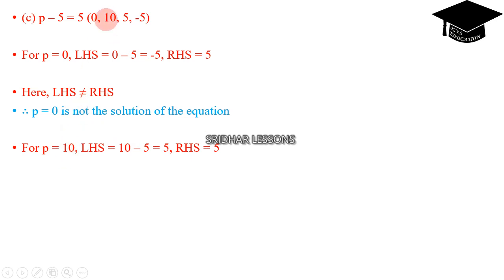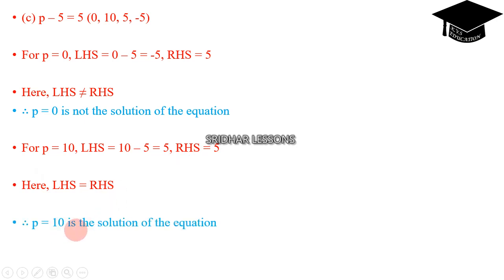Next, for P equals 10, LHS is equal to 10 minus 5, that is equal to 5. Here RHS is also equal to 5. Here LHS is equal to RHS. Therefore, P equals 10 is the solution of the equation.